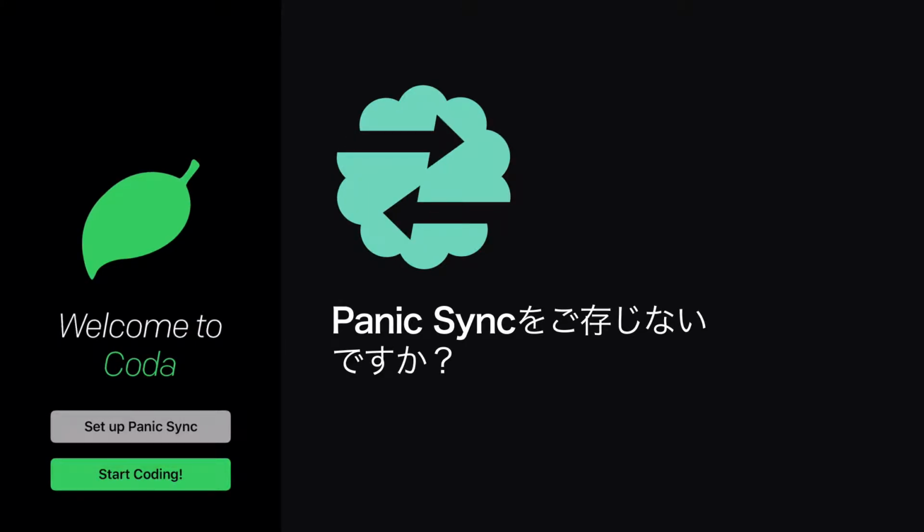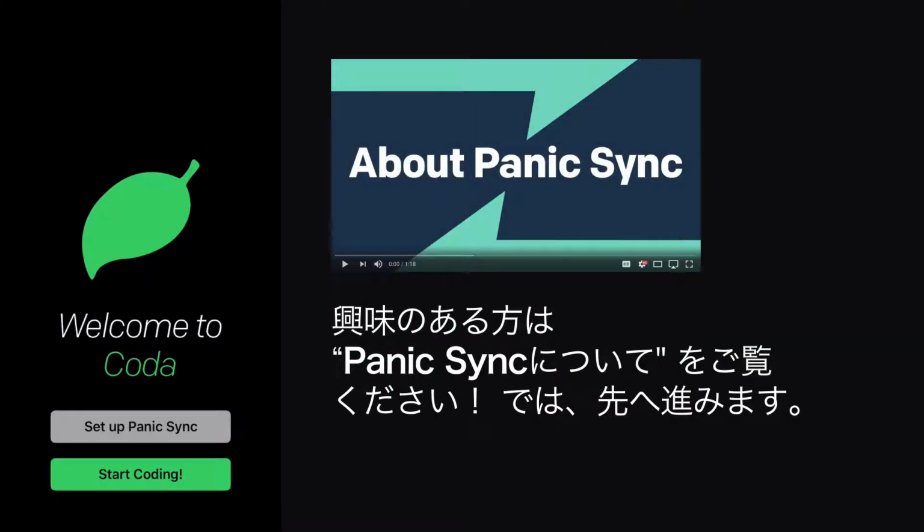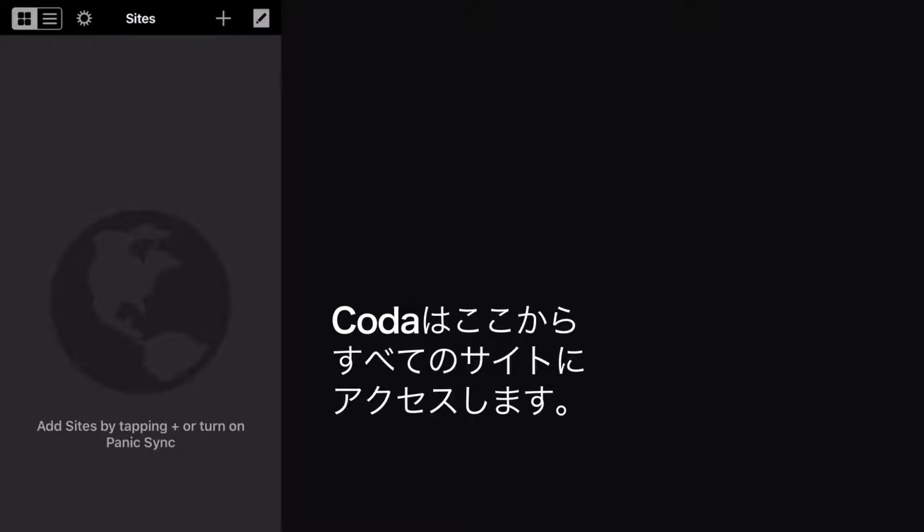Before we begin, on first launch, you have the option to set up Panic Sync or to start coding. If you don't know about Panic Sync, our free service that allows you to sync your site and server data across Panic apps, please check out our Panic Sync overview video. Okay, onward. Here's where you'll access all of your sites when you're using Coda.